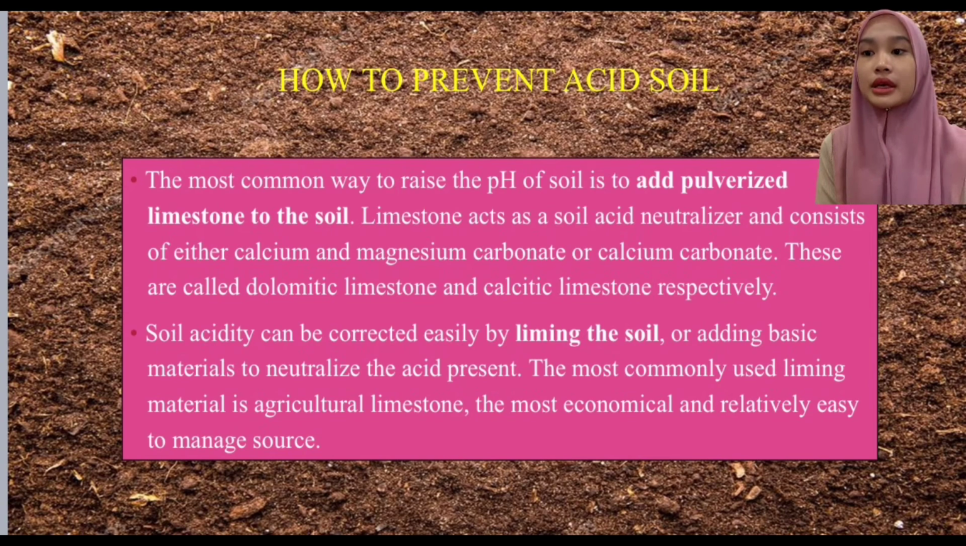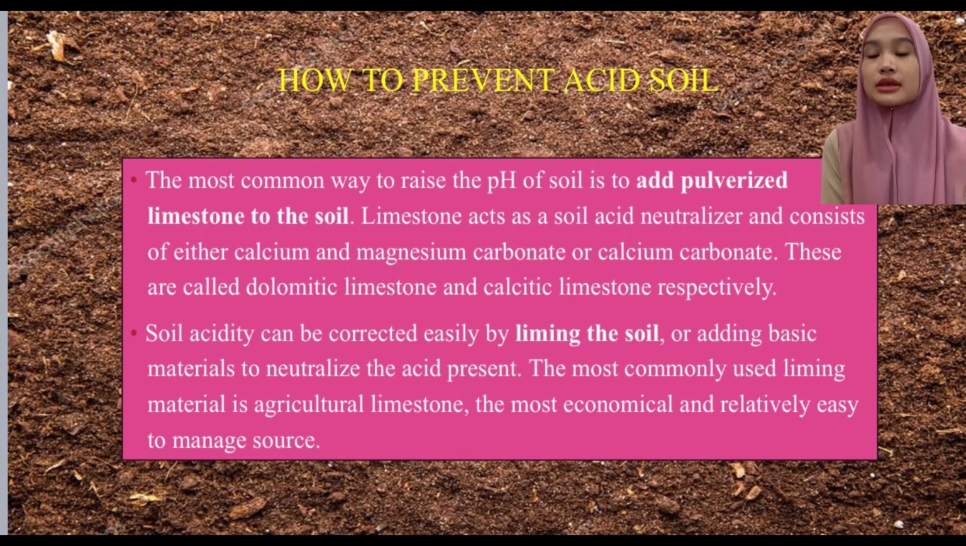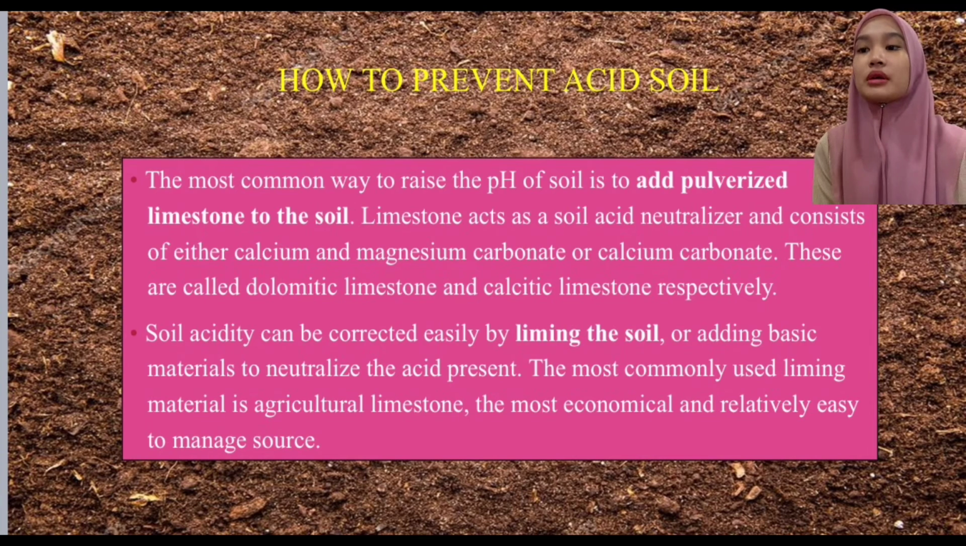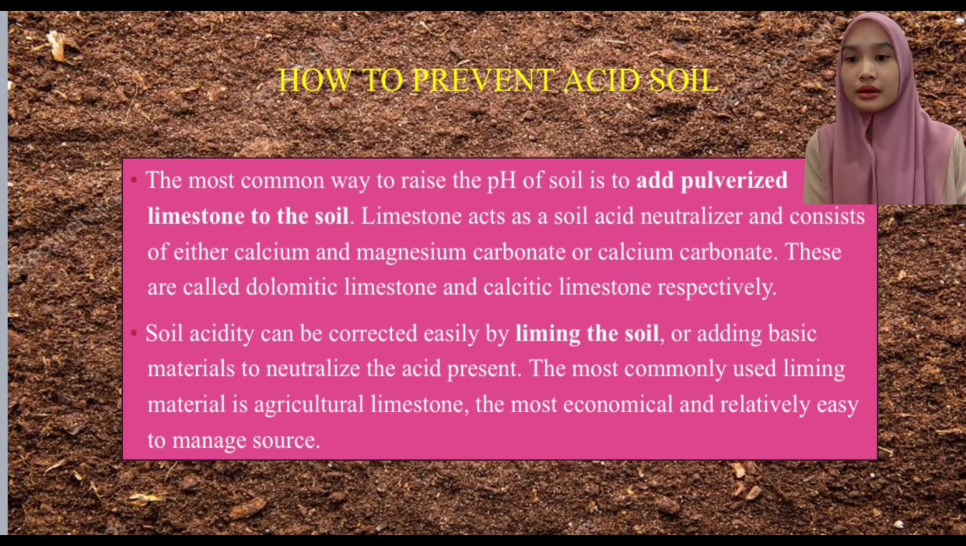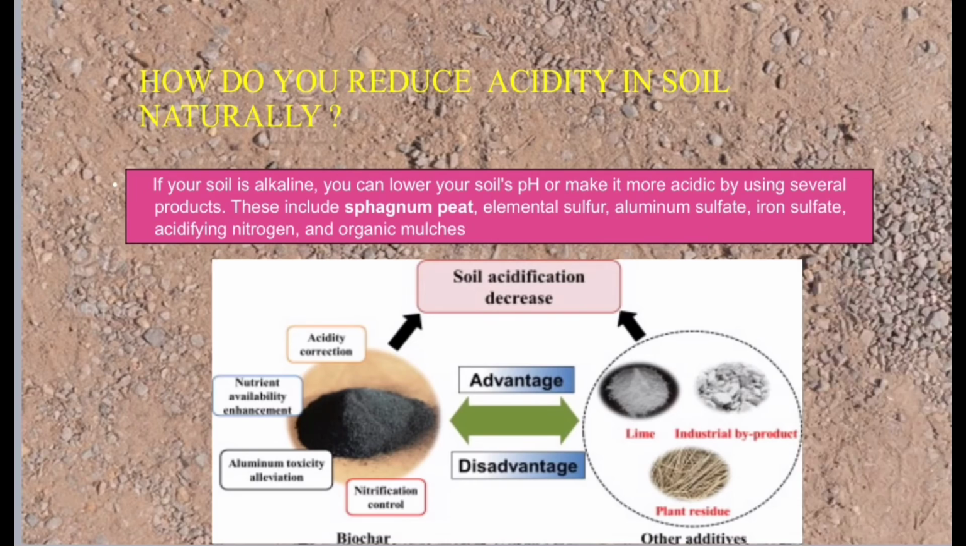Soil acidity can be corrected easily by liming the soil or adding basic material to neutralize the acid present. The most commonly used liming material is agricultural limestone, the most economical and relatively easy to manage source.